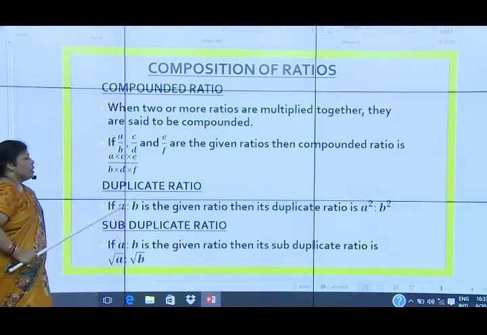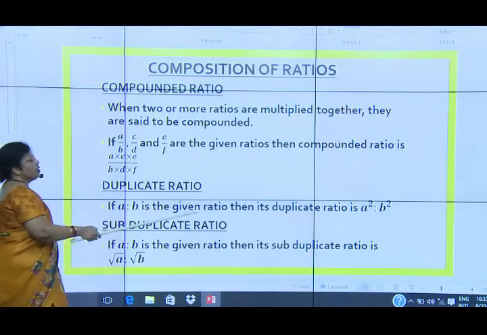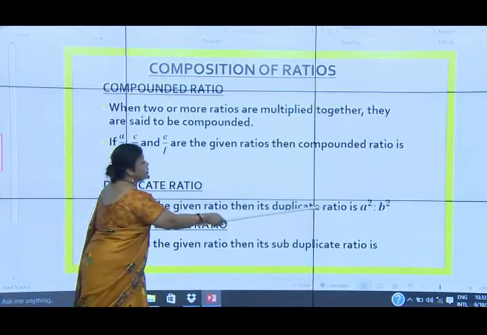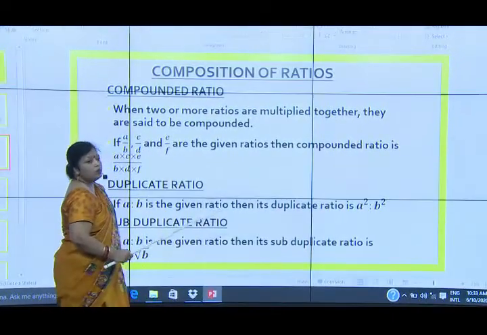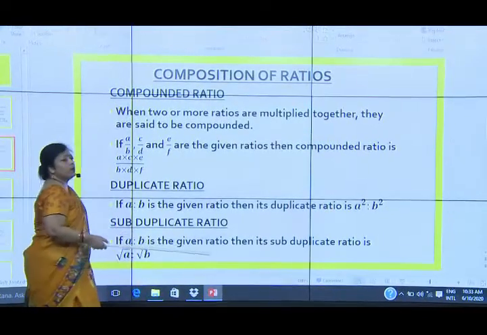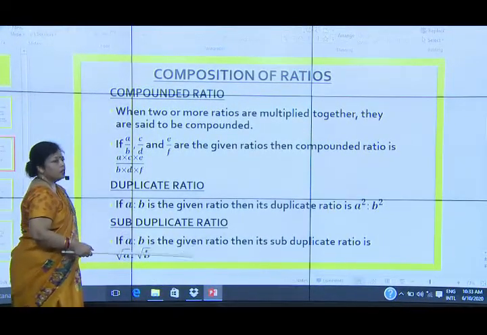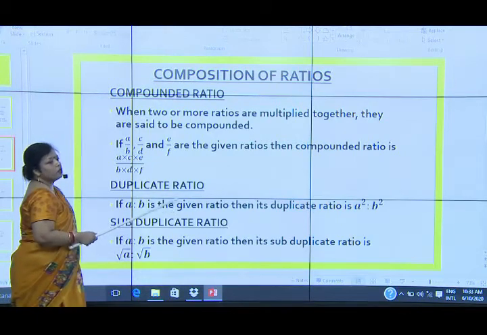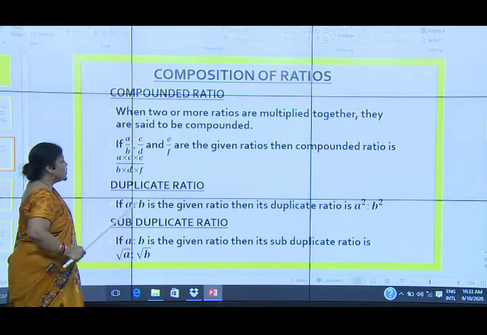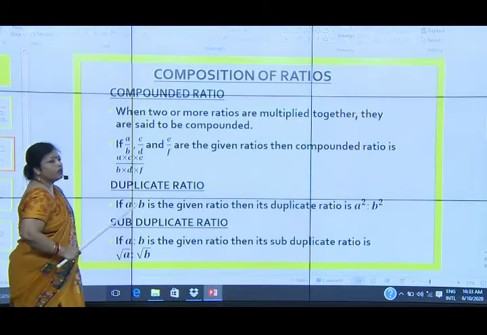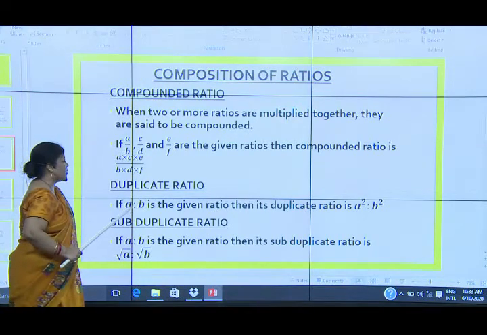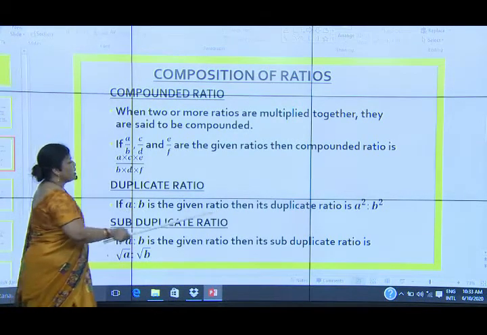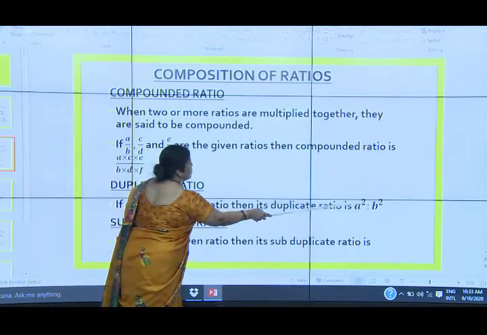Duplicate ratio. If A is to B is the given ratio, then its duplicate ratio is A square is to B square. Children, if the ratio 2:3 is given and it is asked to find the duplicate ratio of 2:3, so what are we doing? We are doing the square of the first term and the second term. So A is to B is written as A square is to B square.